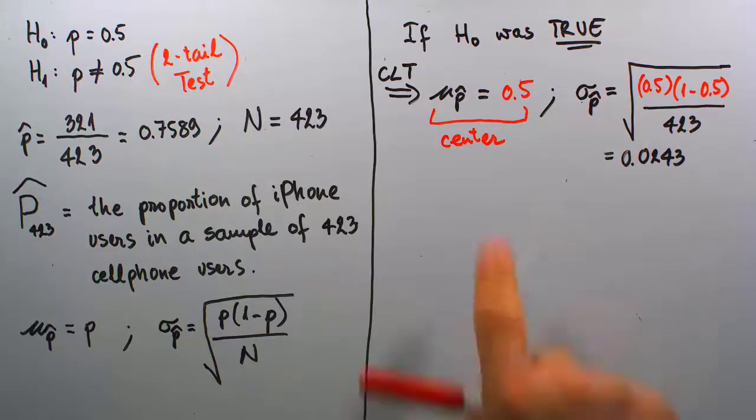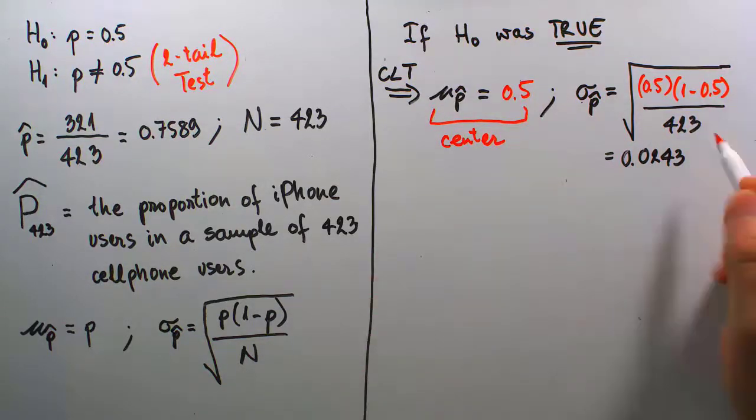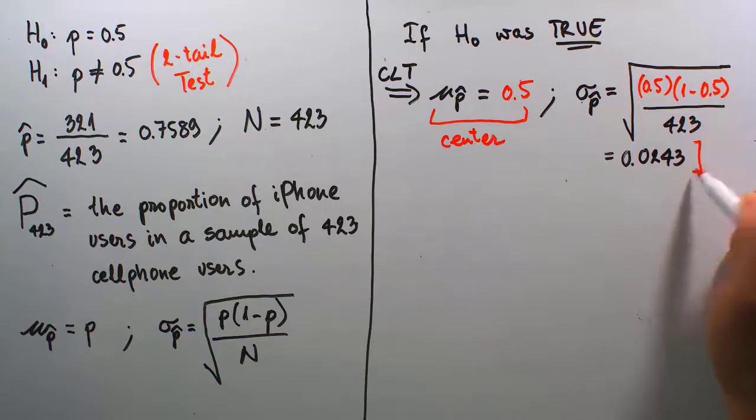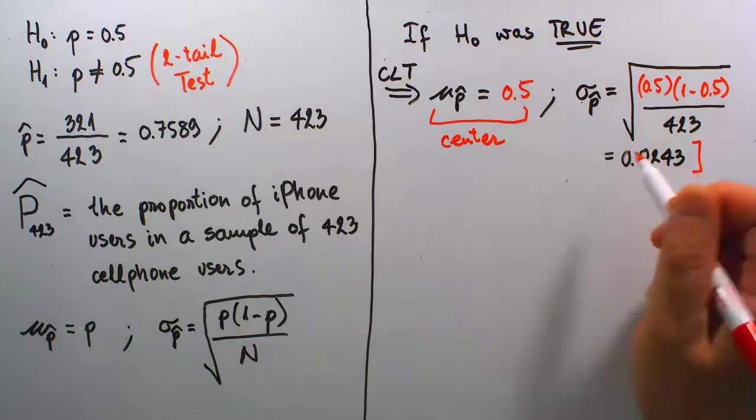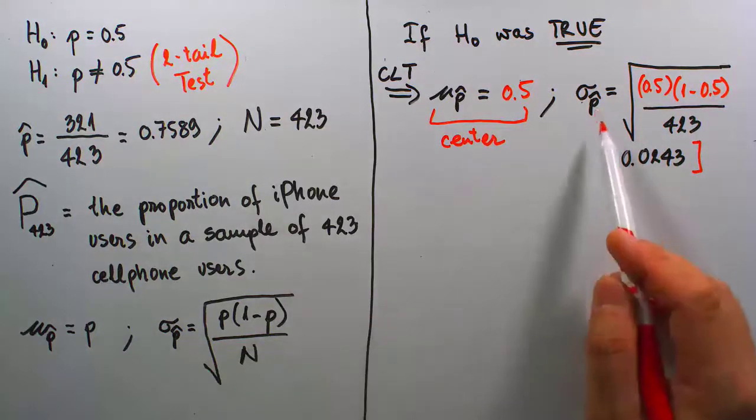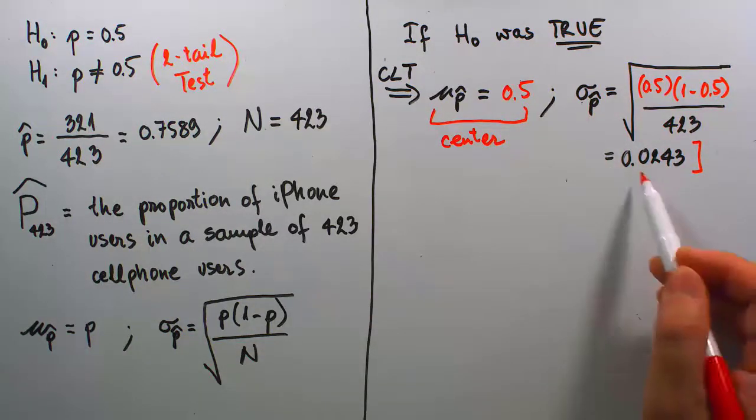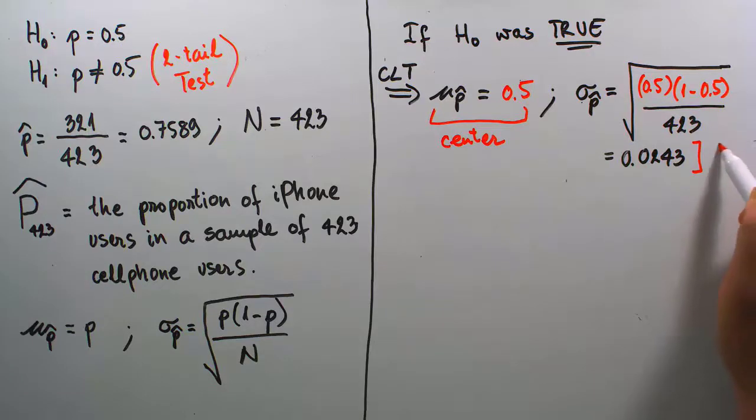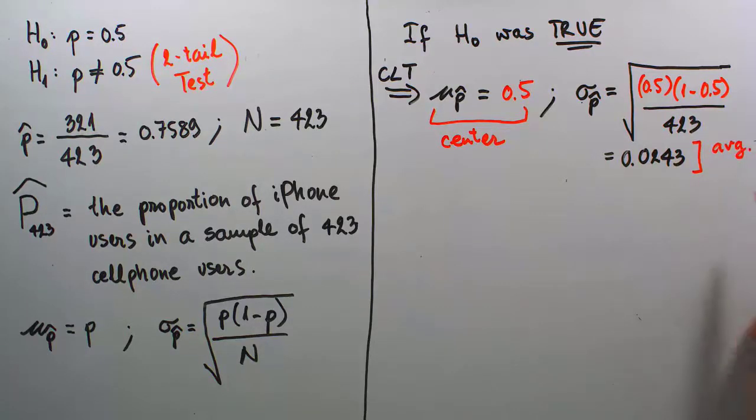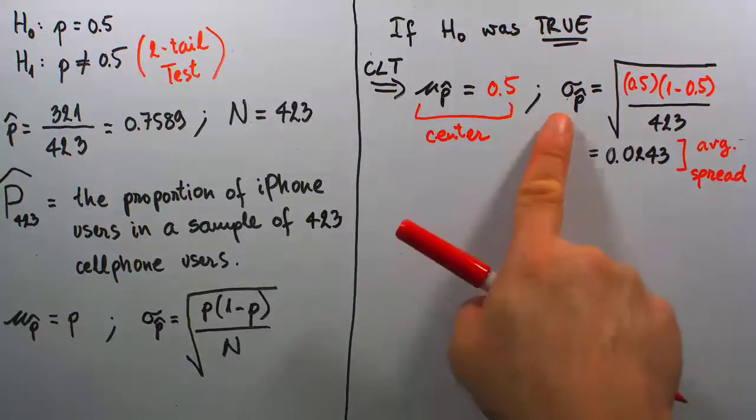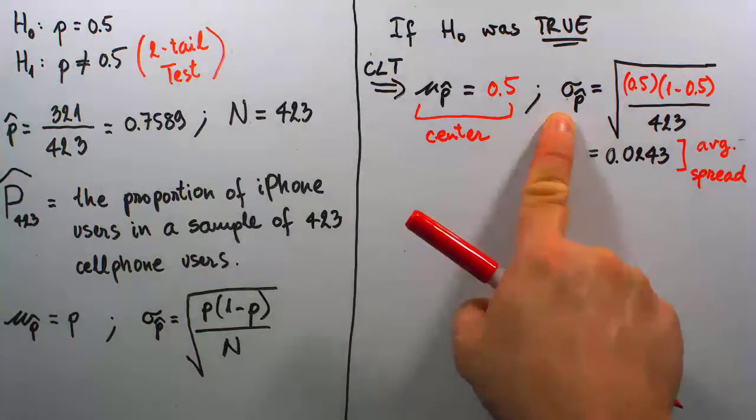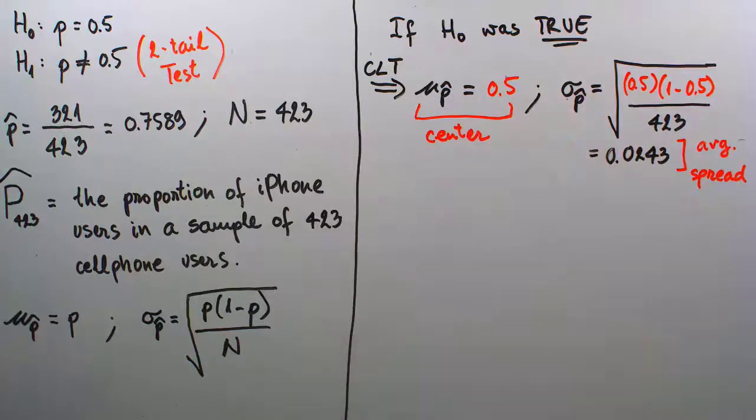And from that center here, all values make some difference. So this is the average spreading, because all values of p hats are spread away from the center. So this is the average spreading of all sample proportion values, or formally speaking, we call it the standard deviation of all sample proportion values.